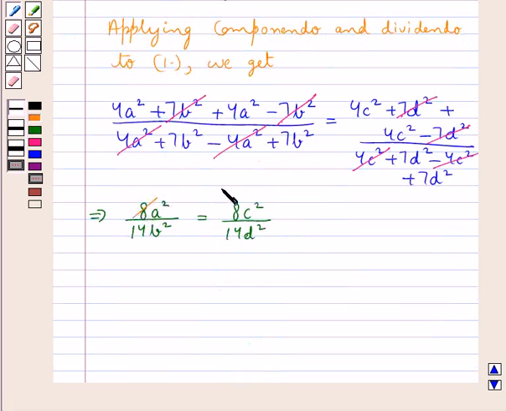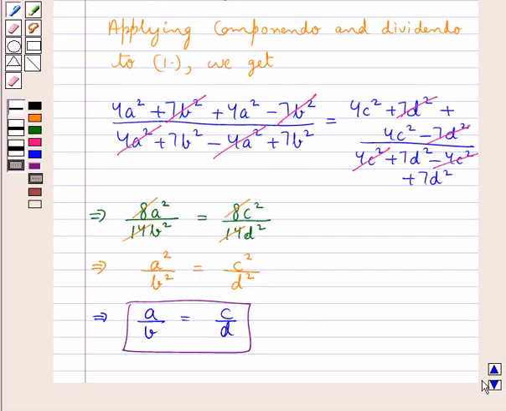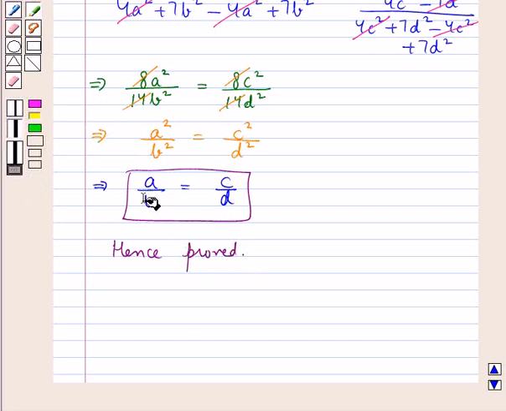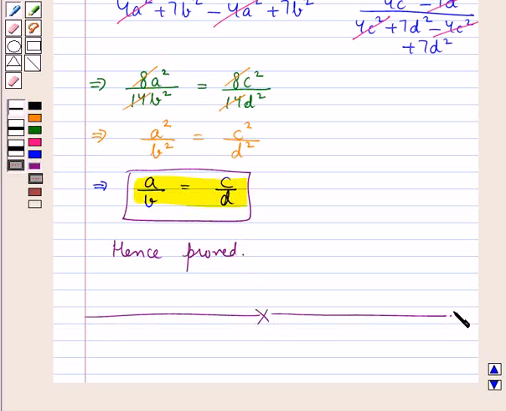Now here this 8 cancels with this 8, 14 cancels with this 14, and we are left with a²/b² is equal to c²/d². This means we have a/b is equal to c/d, and this is what we were supposed to prove. So hence proved that a/b is equal to c/d. This completes the session. Hope you have understood the solution of this question.